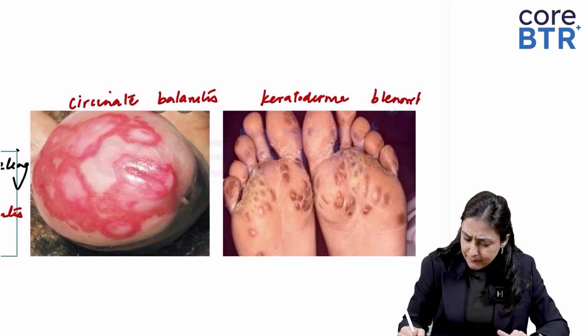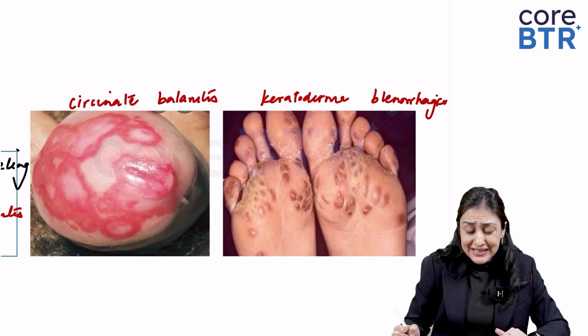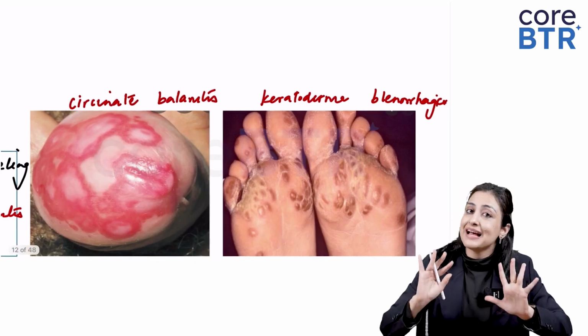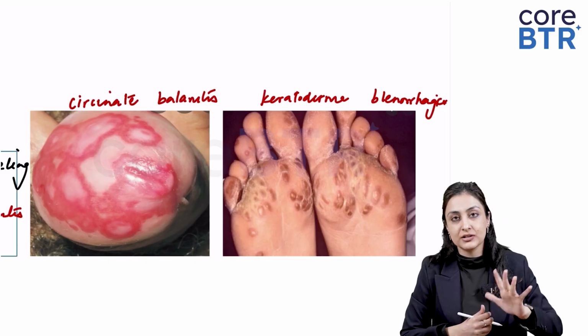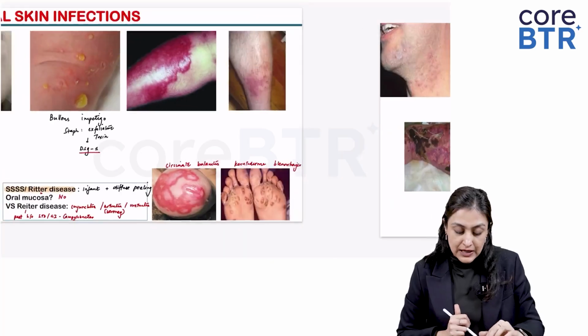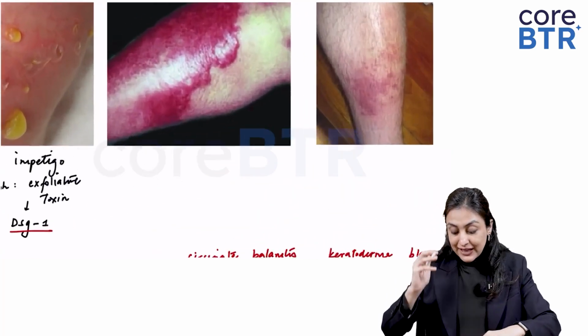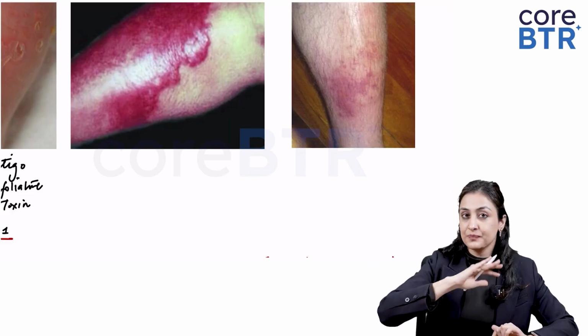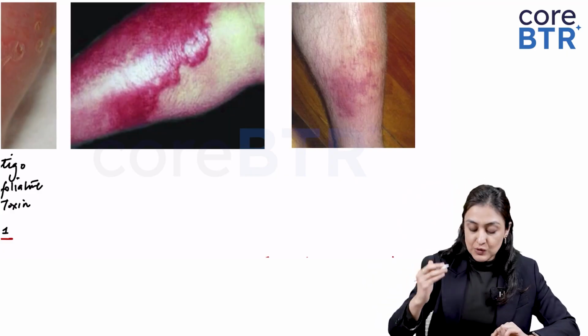keratoderma blennorrhagicum. Right? So this is where the palms and soles are affected, like PRP, pityriasis rubra pilaris, palmoplantar. This is also palmoplantar. So this is keratoderma blennorrhagicum. So this is Reiter's disease, right? Then going back, now the infection is deeper. Impetigo was epidermal. Now this is dermal.